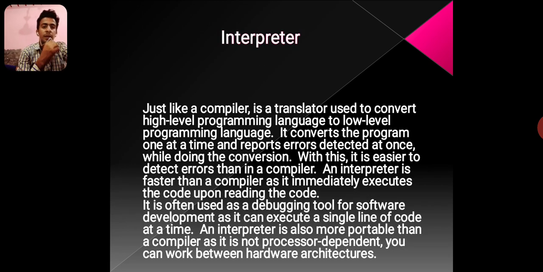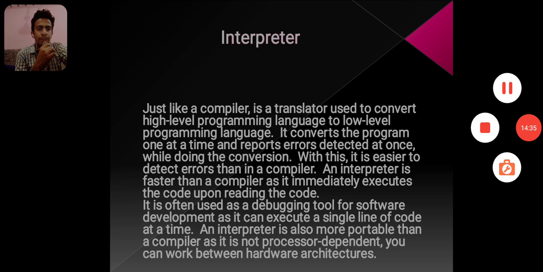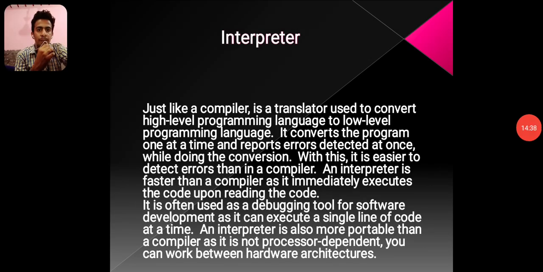Interpreter. Just like a compiler, an interpreter is a translator used to convert a high-level programming language to a low-level programming language. It converts the program one line at a time and reports errors detected at once. While doing the conversion, it is easier to detect errors than in a compiler. An interpreter detects errors faster than a compiler as it immediately executes the code.